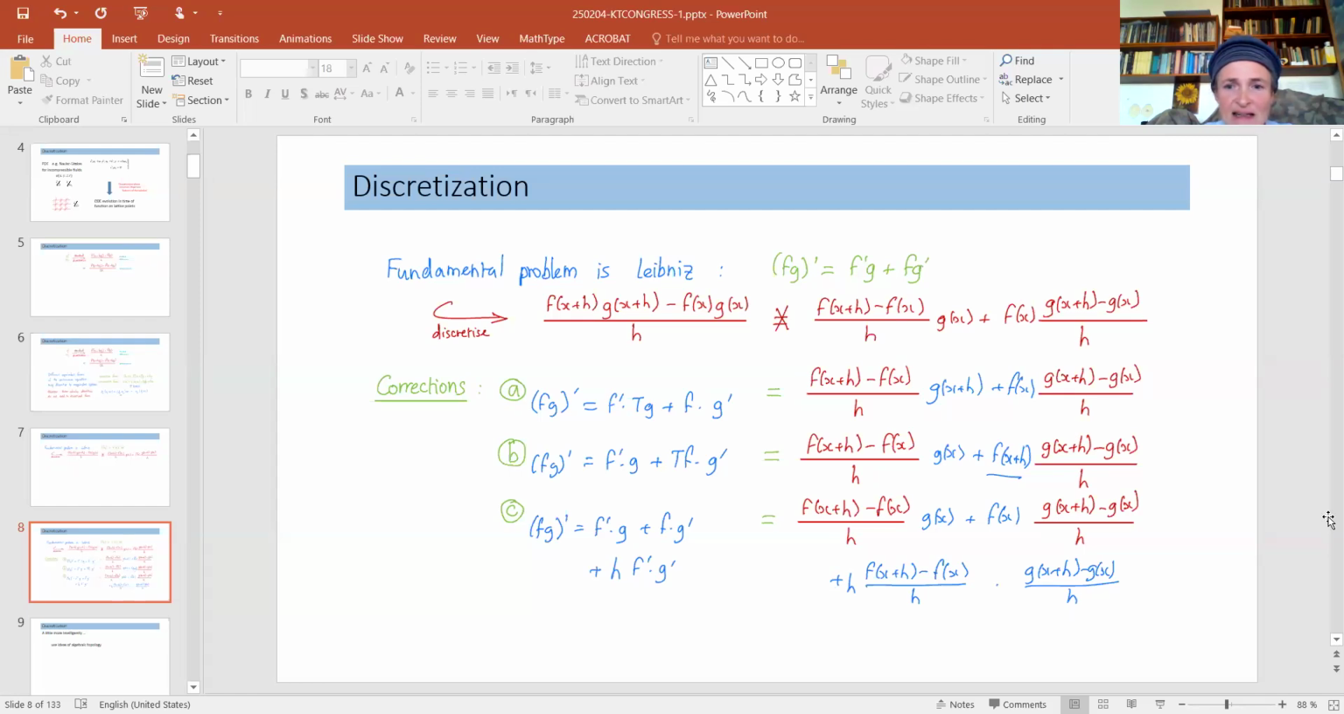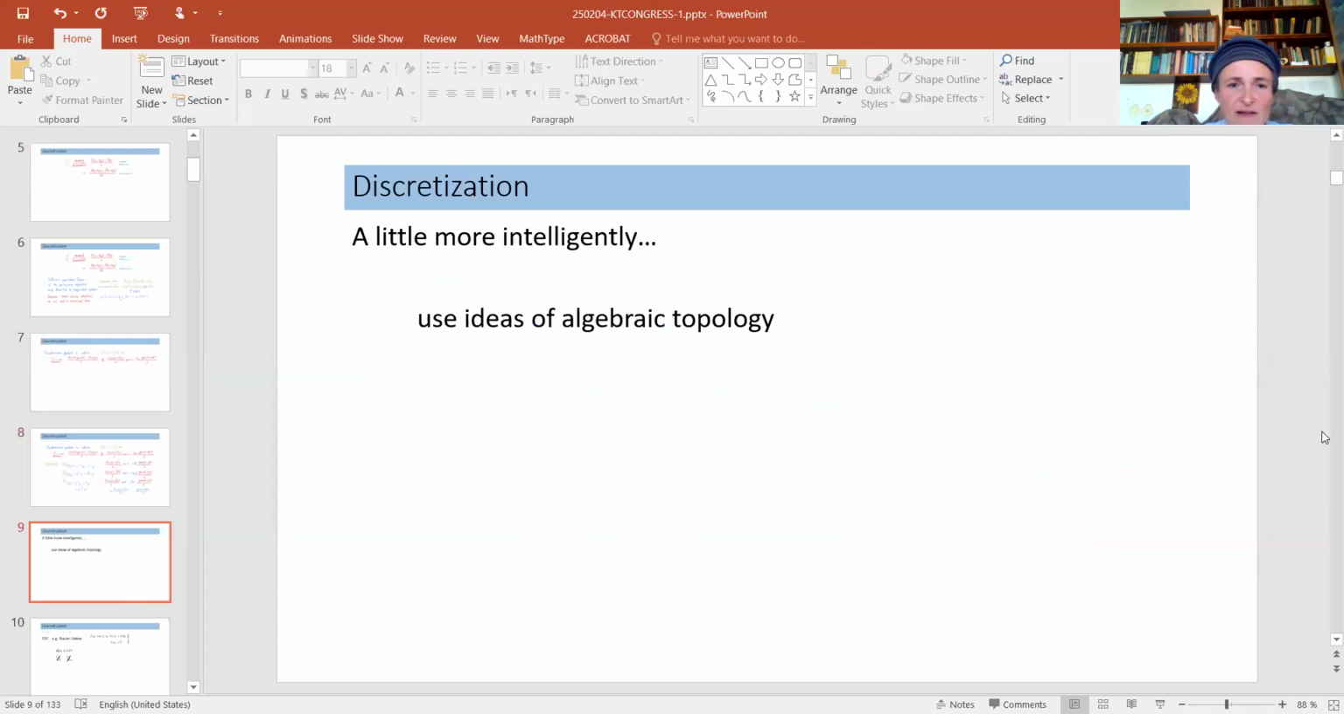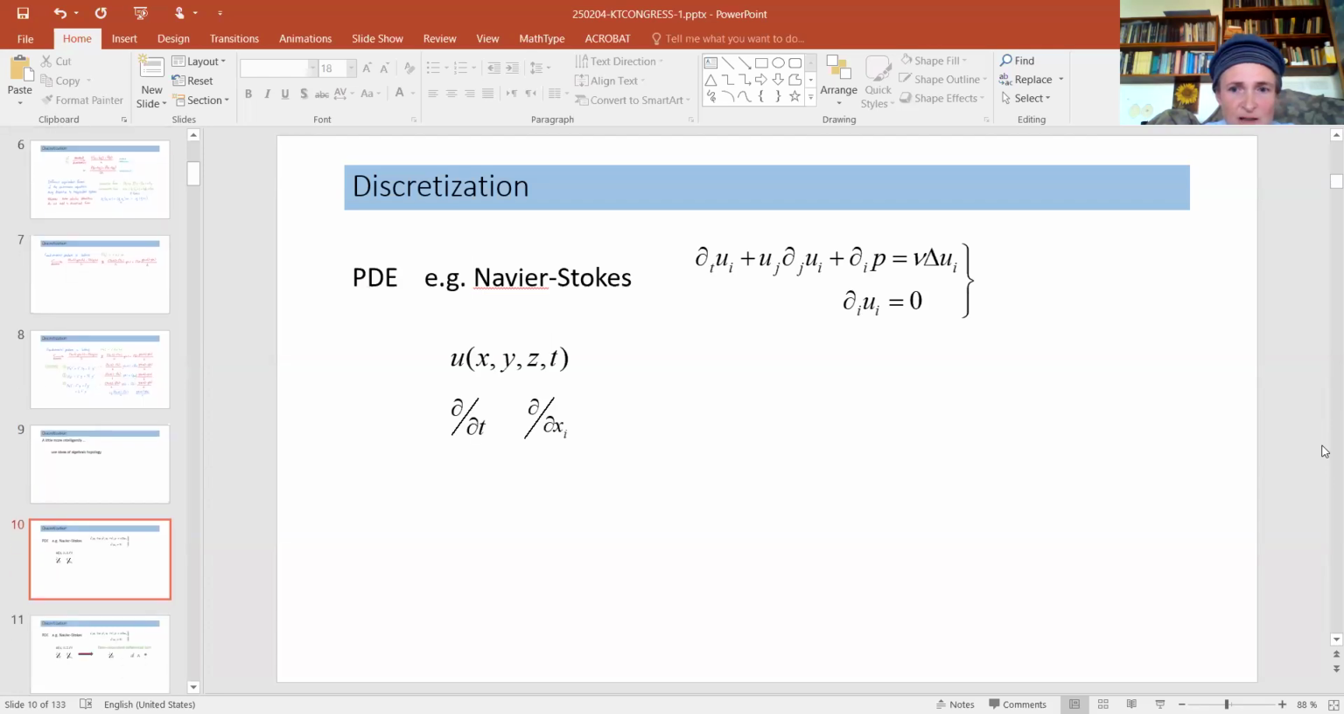So in a sense, here, if we do it this way, we are missing symmetry, which would turn into commutativity. If we do it this way, we're missing Leibniz, and then there's a third way of doing it where you miss associativity. So none of them work perfectly. In order to try and understand the situation a little more intelligently, let's try and use some ideas of algebraic topology. So let's start again.